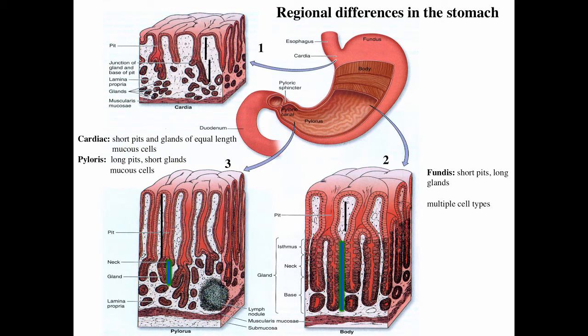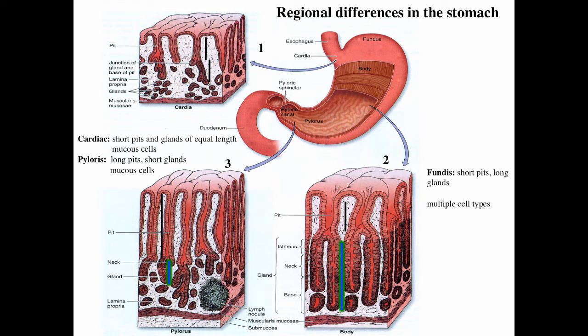Now, on its face, it is sometimes difficult to distinguish the cardiac and pyloric regions of the stomach just by looking at the surface epithelium, and it is sometimes a little bit tricky to be able to tell if the pits are long or short in relation to the glands. So, for our course, we're going to expect you to be able to identify the fundic part of the stomach because, one, it's going to be easy to identify the long glands and the multiple cell types in the fundus of the stomach.